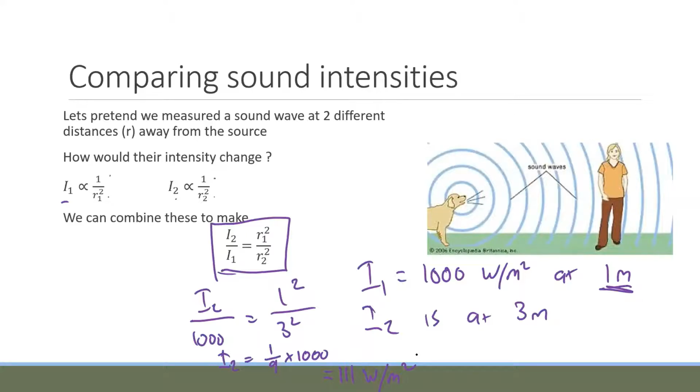And again, as I keep saying, you can apply this to a light as well as sound. If you measure a light bulb to be 1,000 lumens, which is a measure of brightness, or 1,000 watts per meter squared, and then you increase the distance away from that light bulb, same thing.